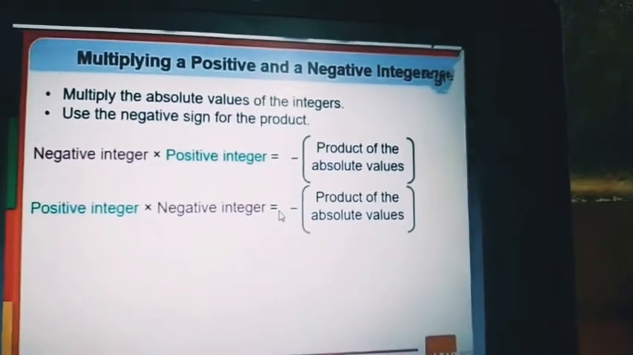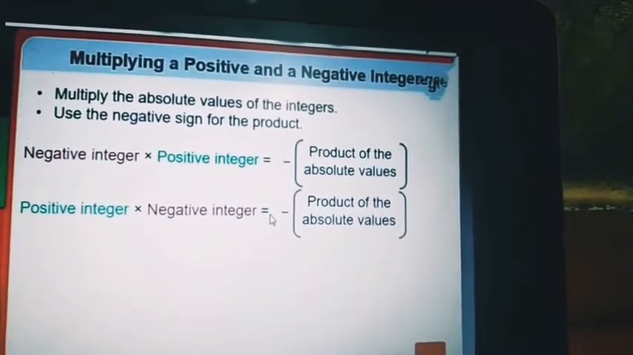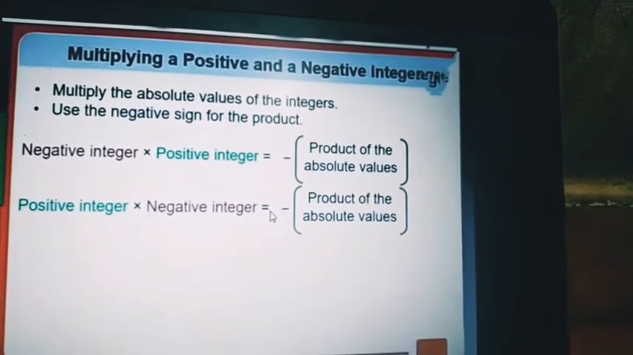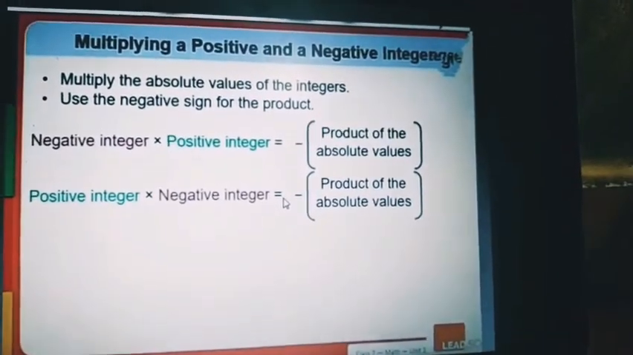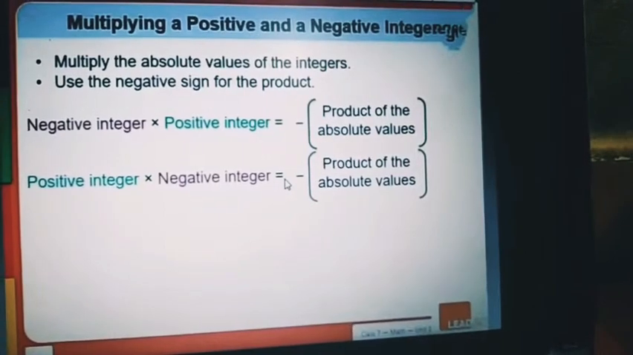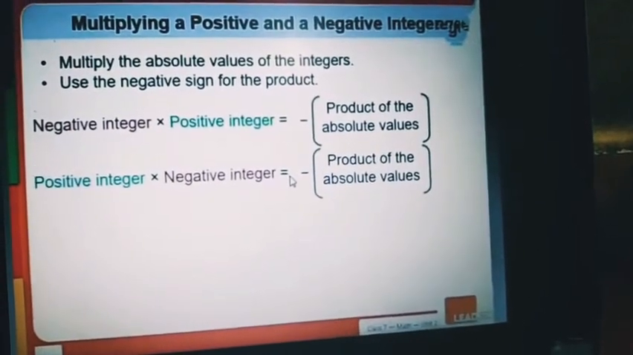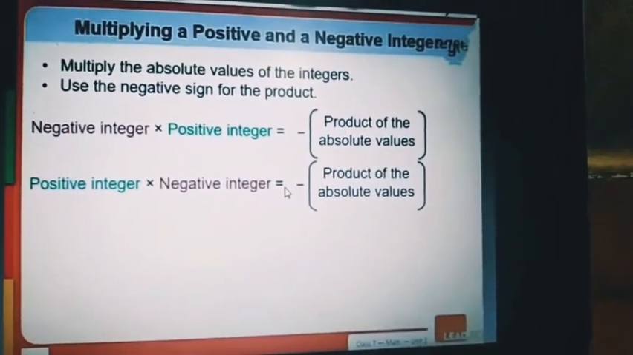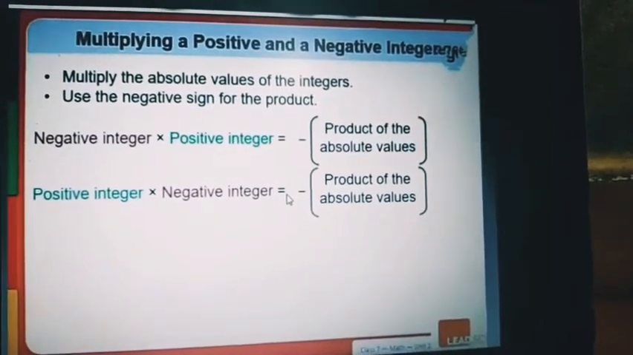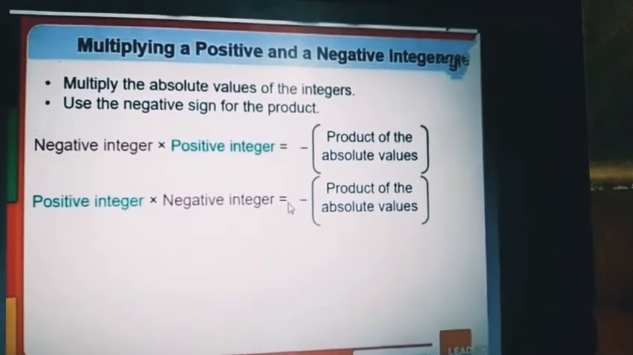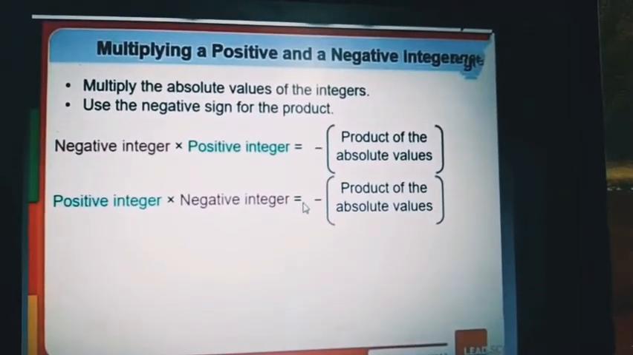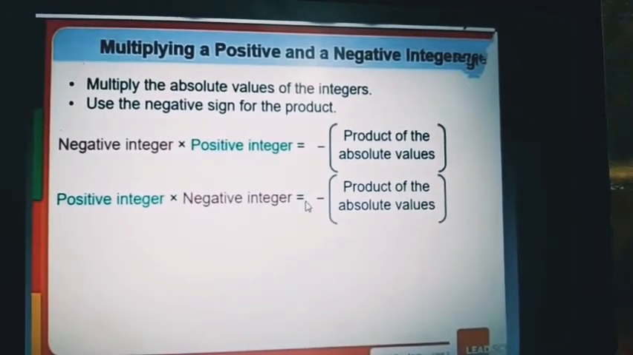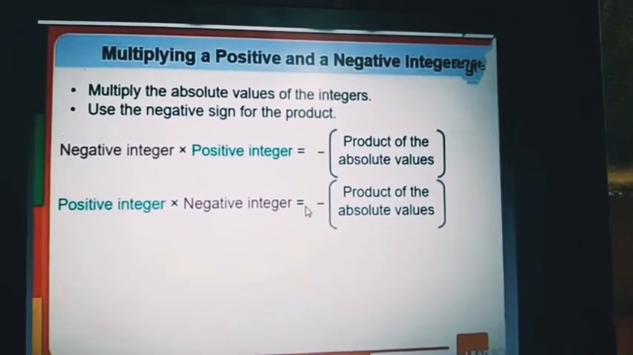So the next concept today we are going to see is multiplication of integers. You would have learned integer multiplication in the last class. Multiply the absolute values. What do you mean by the absolute value? The positive value of the given number is called the absolute value. Though it is negative, absolute represents only the positive value.